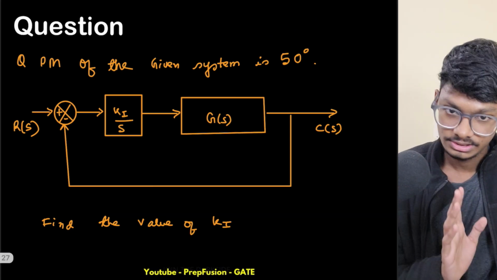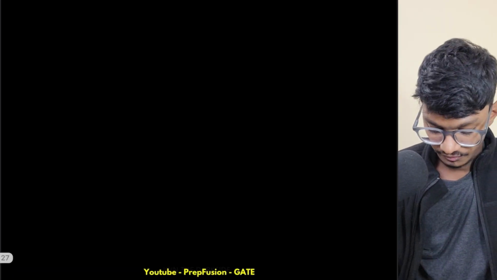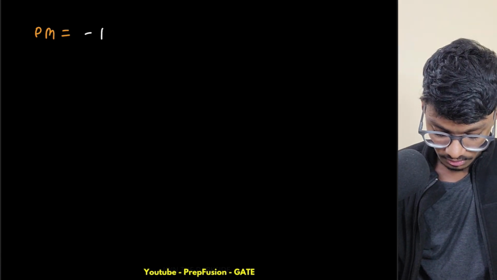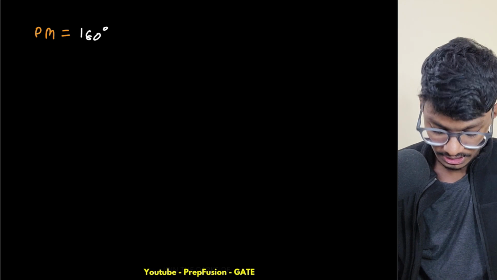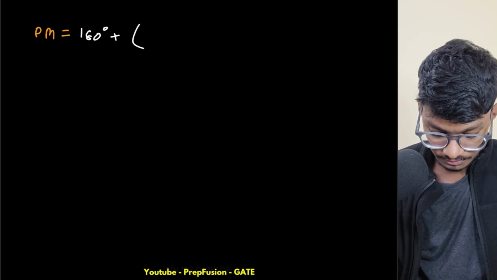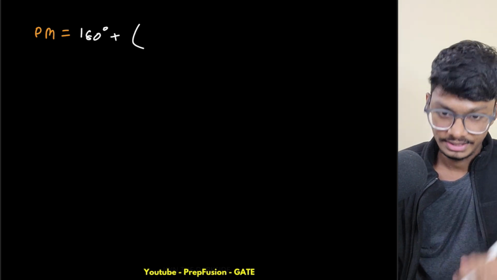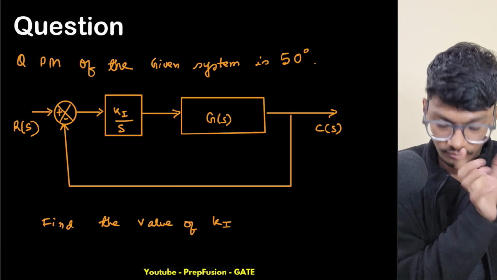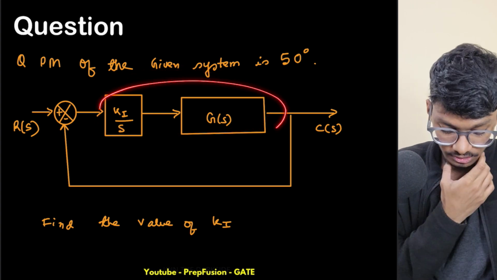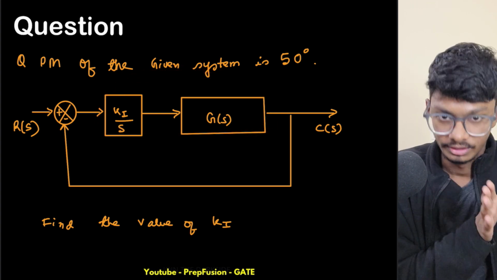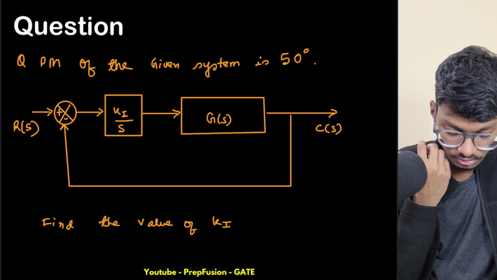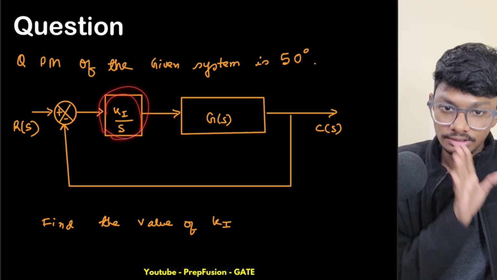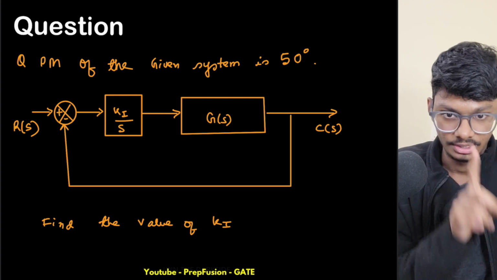So you know the phase margin. What is the definition of phase margin? Phase margin is basically 180 degrees plus the amount of phase lag present in this whole system. Now from this OLTF, this is the combined, modified OLTF, what angle is this one contributing? This is always contributing minus 90 degrees.